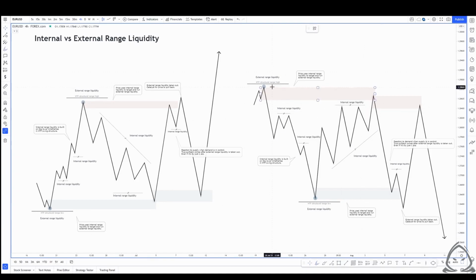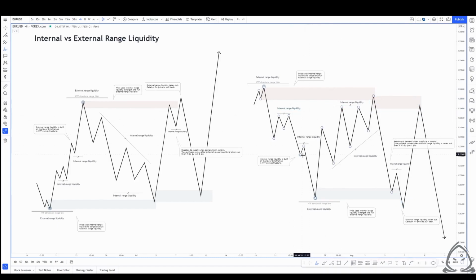And then finally, in the event that this ends up not being a valid supply zone, what we could see is a sweep of liquidity, a creation of a supply zone, and then a break of that external range liquidity, and then looking for sells at the newly created supply zone.